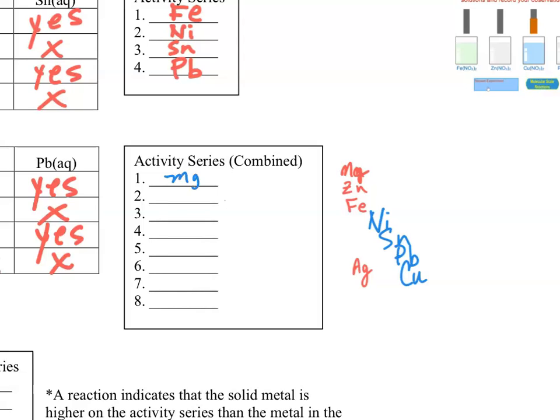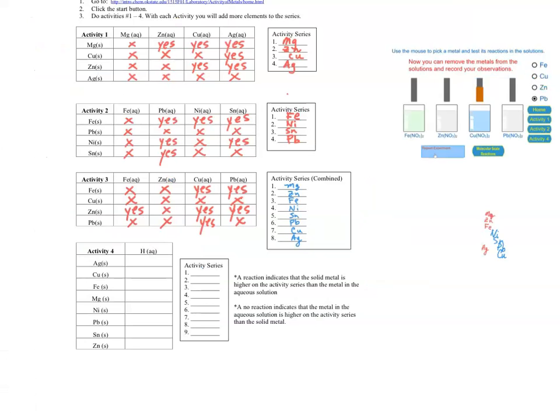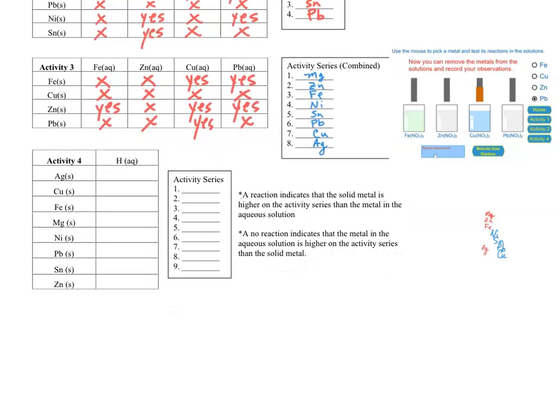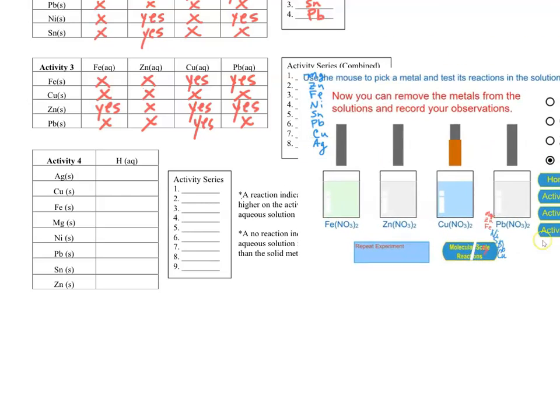Magnesium, zinc, iron, nickel, tin, lead, copper, then silver. We have one more activity to go. Activity number 4. All right, let's see what that entails.